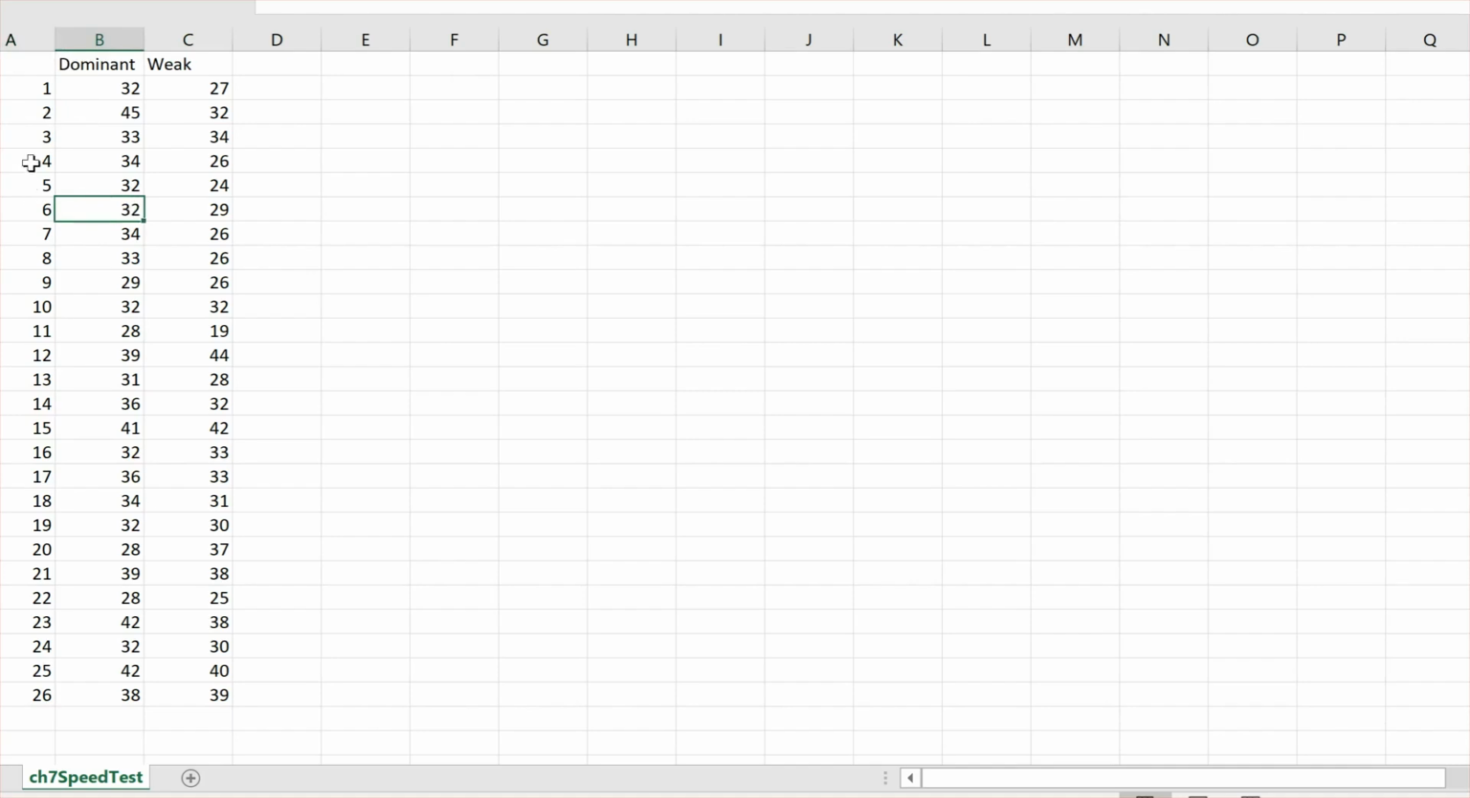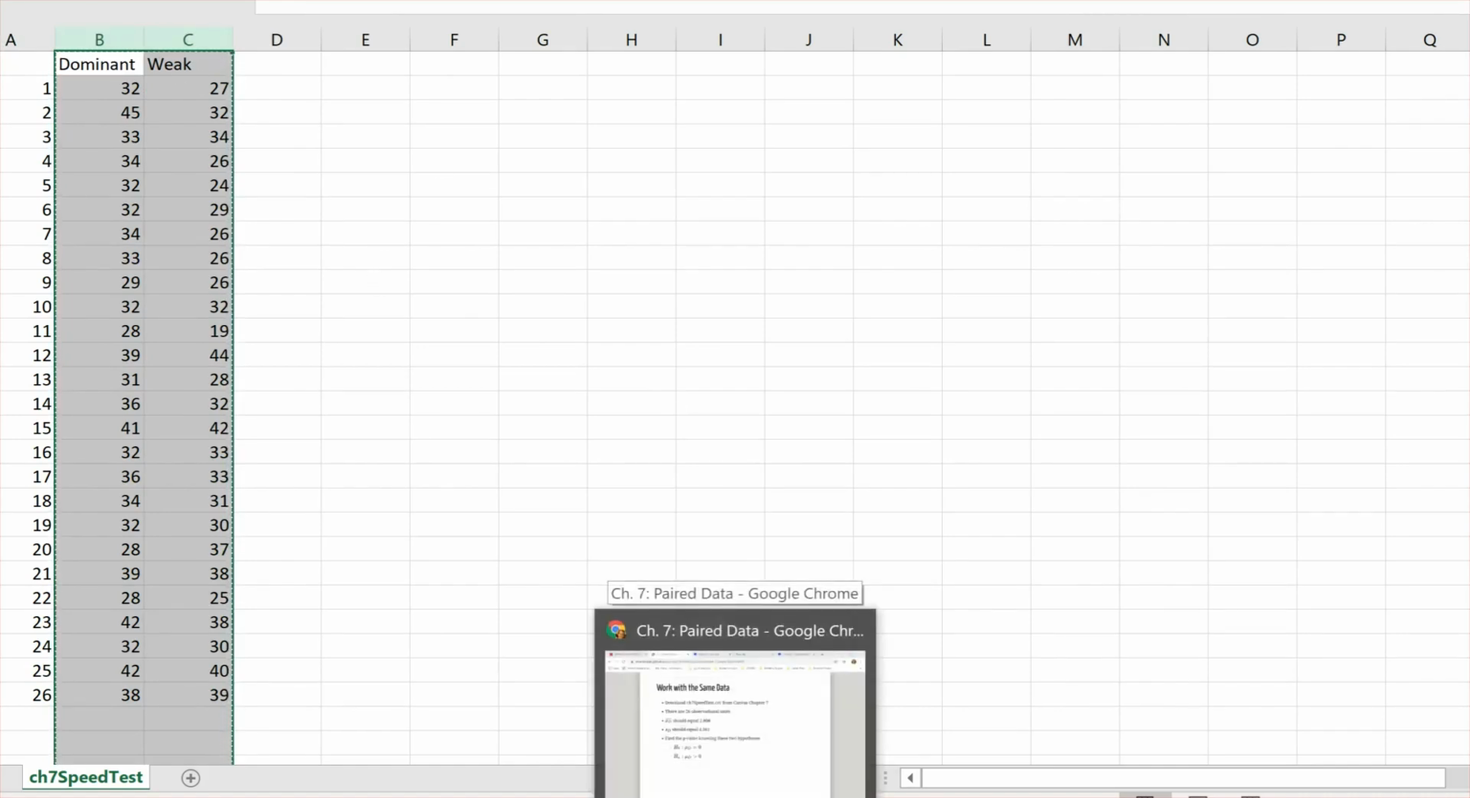Here's the data. You can see I have 26 students right here. A student did this test with the dominant hand and with their weak hand. I'll just copy the data by highlighting it and hitting Control C as in cat.